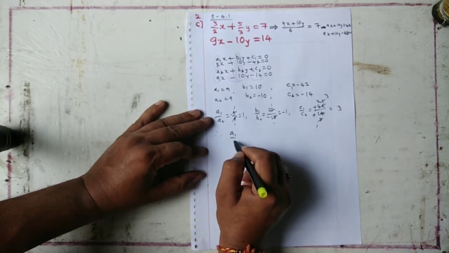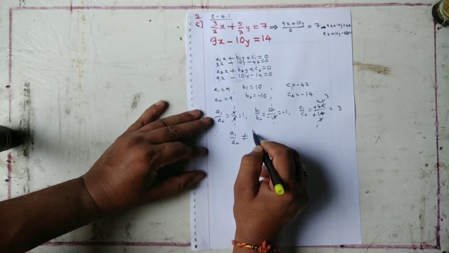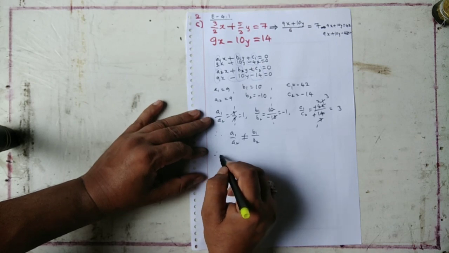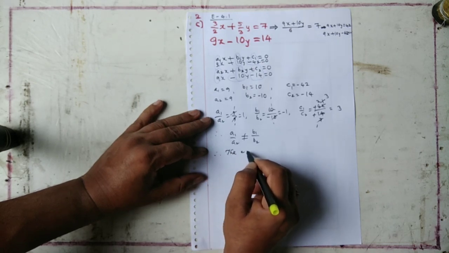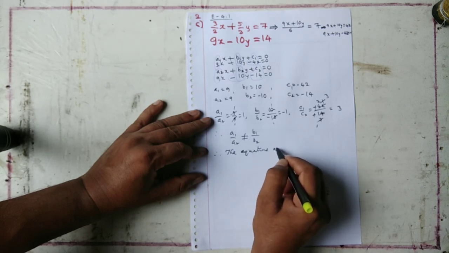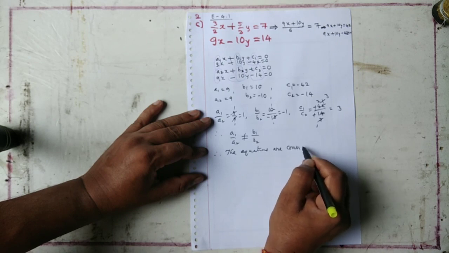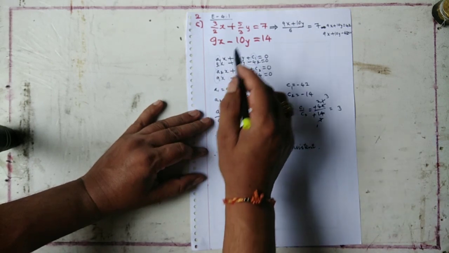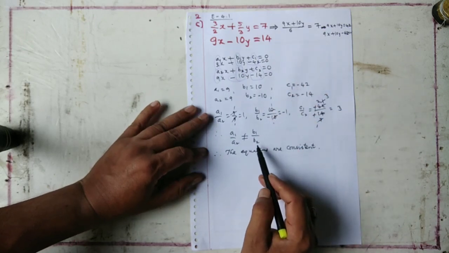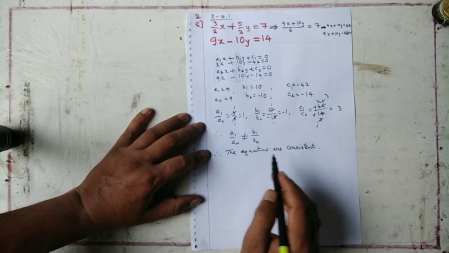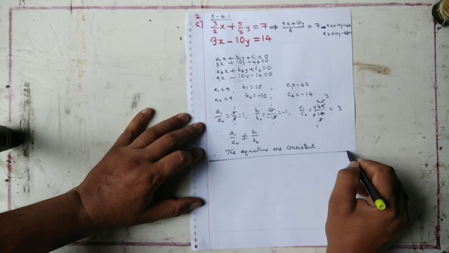Therefore, a1 by a2 is not equal to b1 by b2. Therefore, the equations are consistent. The equations represent intersecting lines and have only one solution, meaning unique solution.